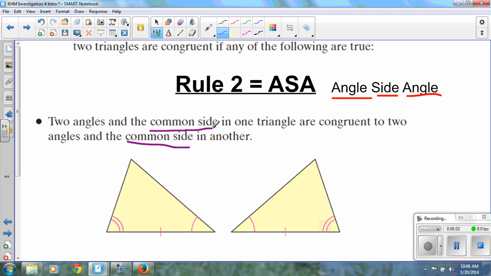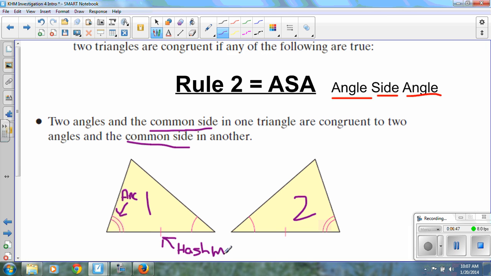Common side. Okay? Just like rule number 1, SAS, this rule is also important in the order that you have indicated on each of your triangles. Okay, so first I'm going to look at, we'll call this triangle 1 and triangle 2. I'm going to look at triangle 1, and I have some symbols here, right? What's this symbol called right here? It's called an arc. Okay, and what's this symbol called down here? It's called a hash mark.